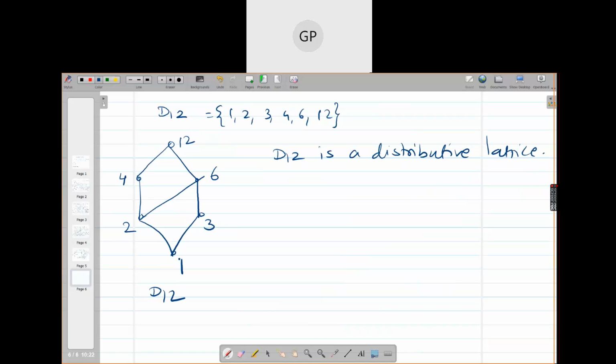So you can have examples. Suppose you consider the elements 2, 3, and 4. So 2 join 3 meet 4. What is 2 join 3 meet 4 here? What is 3 meet 4? 3 and 4 are not comparable elements. What is their meet? 1. So 2 join 1 is 2.